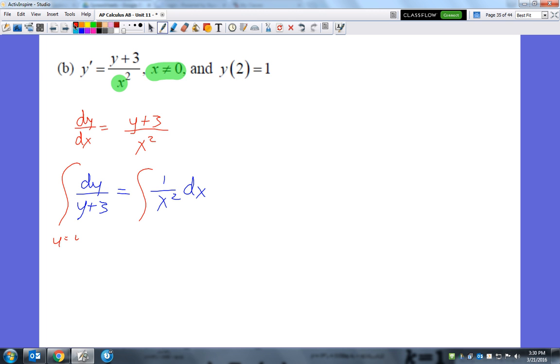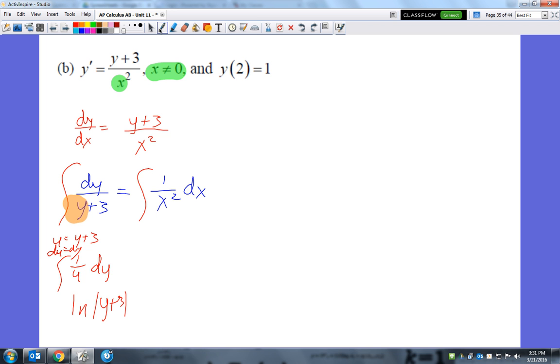And I could say u is equal to y plus 3. So I have 1 over u du, because du is dy. I know it's been a while since we've done u substitution, but this shows that it's going to be the natural log of the absolute value of y plus 3. Okay? So here's something very keen. If the coefficient of y is a positive 1, you can go straight from this to here, because of what you know as far as patterns with taking the integrals of these natural log functions.